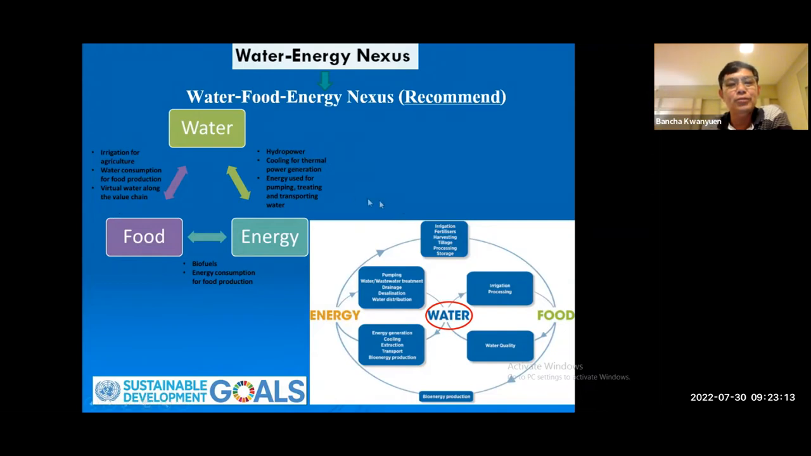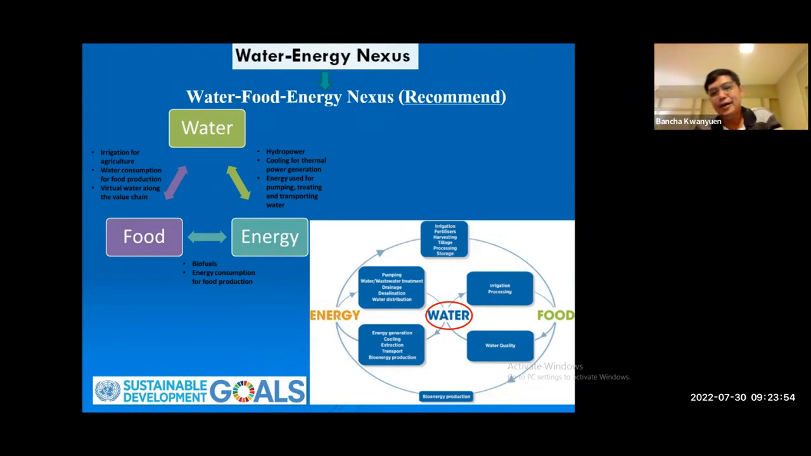But related to water and energy, of course, the water can generate hydropower, and the energy itself can also reverse back to be used at the source for pumping and also for transporting the water. And between food and energy, the food can be transferred to biofuel, and of course, in food production you need energy. So this is the nexus between water, food, and energy.